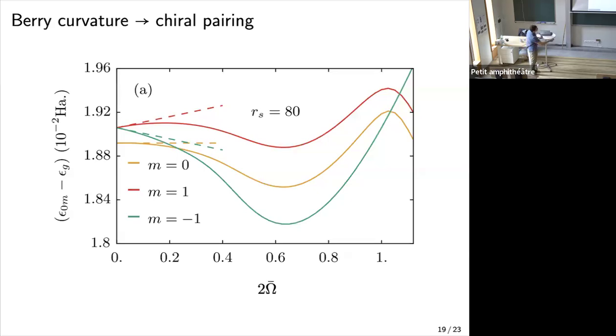And if you increase the Berry curvature yet further, it turns out that there's a reentrant transition, and it is again the zero orbital angular momentum paired state that is the lowest in energy. So if you're familiar with 2 electron quantum dots in magnetic fields, this is kind of like that, but different in that eventually you do go back to the zero orbital angular momentum paired state.